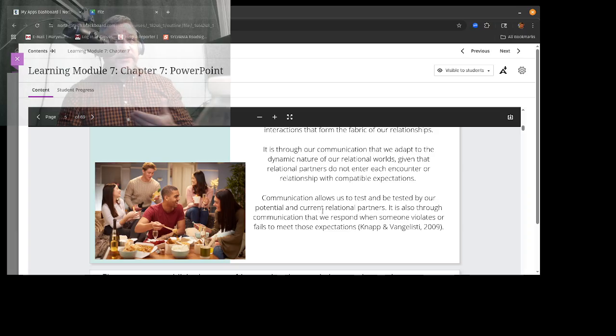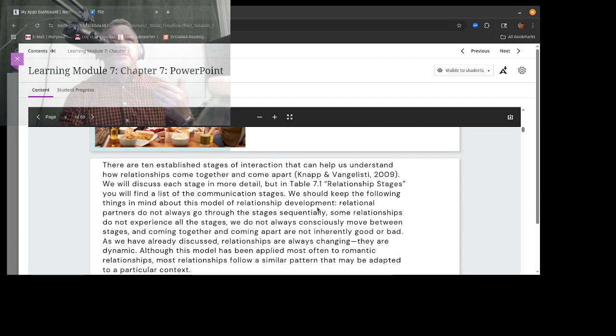Communication allows us to test and be tested by potential and current relational partners. It's also through communication that we respond when someone violates or fails to meet those expectations. Remember the last unit, I talked about relationships that are either being built, maintained, or eroding, right? We do that through communication. There are 10 established stages of interaction that can help us understand how relationships come together and come apart. We'll study each stage in detail.